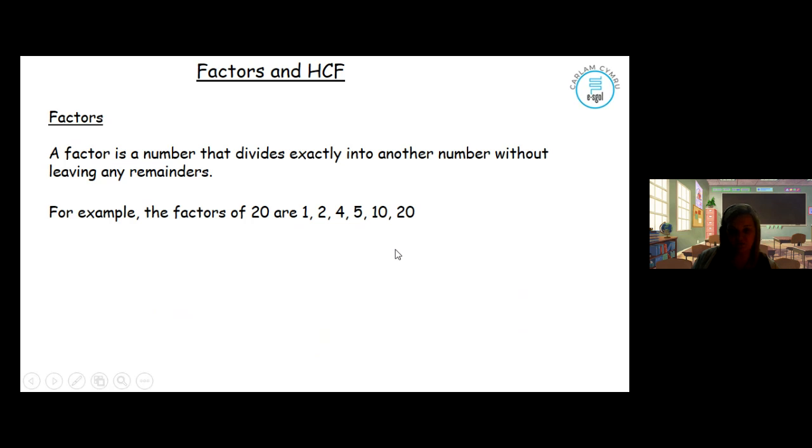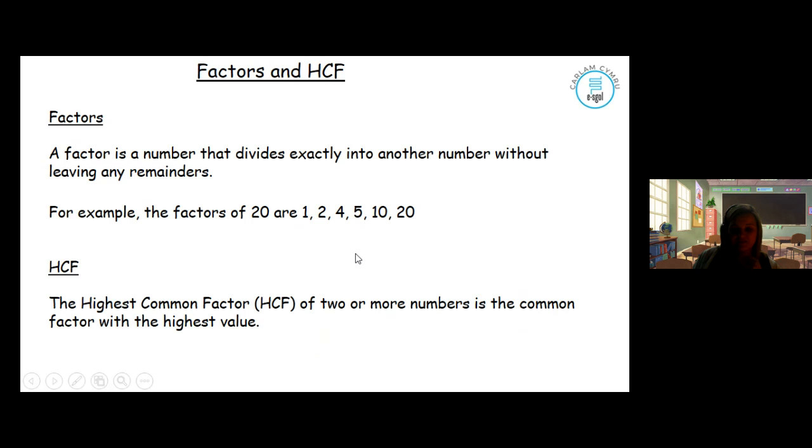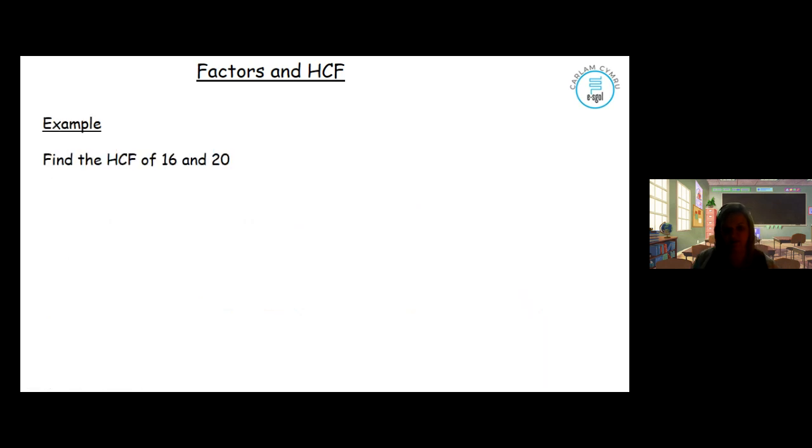The new part of what I'm going to show you now is the HCF that I've got as the title, and that stands for highest common factor. The highest common factor of 2 or more numbers is the common factor with the highest value. So this will make more sense as I go through the example now. We've got: find the highest common factor of 16 and 20. To begin with this question, you're going to start by listing the factors of each value.